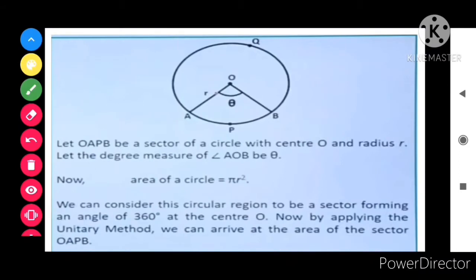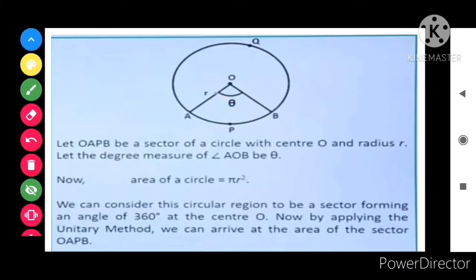Now let us see the picture. Let OAPB be a sector. It is the sector. Very clear? So OAPB be a sector of a circle with center O and radius R. You see, it is the radius R. Let the degree measure of angle AOB be theta. It is the angle theta.